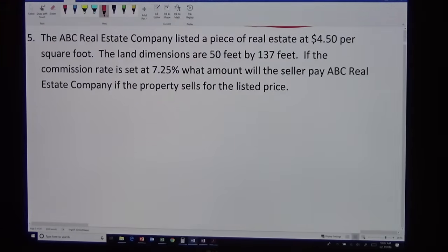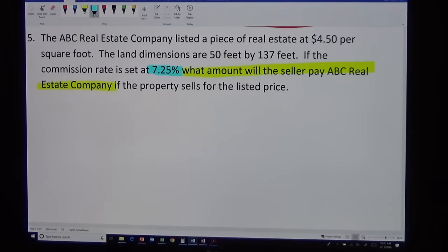Number 5 says the ABC Real Estate Company listed a piece of real estate at $4.50 per square foot. The land dimensions are 50 feet by 137 feet. If the commission rate is set at 7.25%, what amount will the seller pay ABC Real Estate Company if the property sells for the listed price? So it's a commission question. We know that, and so again, I want to highlight my question, what amount will the seller pay ABC Real Estate Company? So we don't know how much the commission is. And here's what they tell us about the commission. It's 7.25% of the sales price.